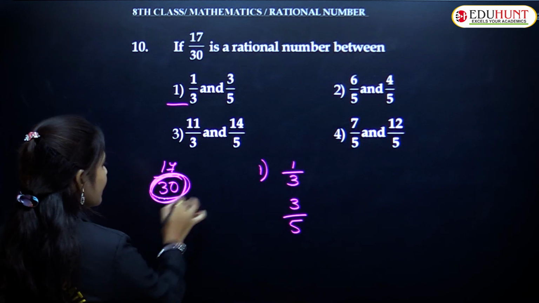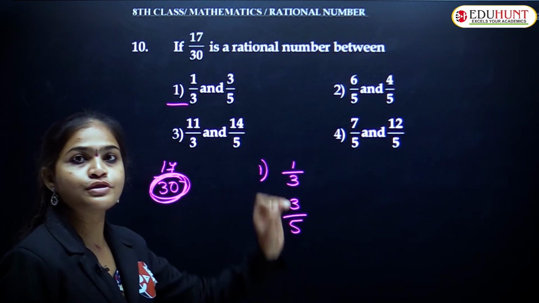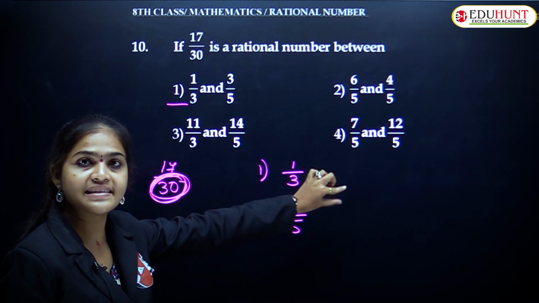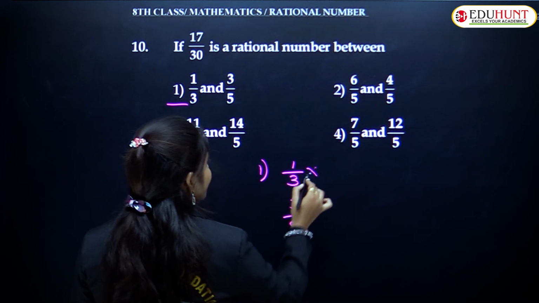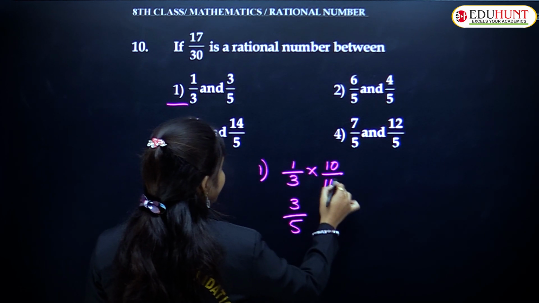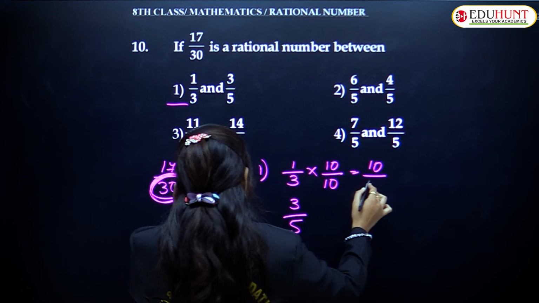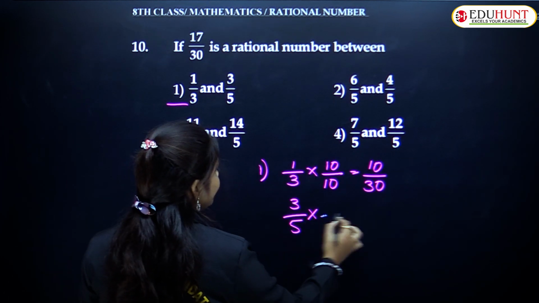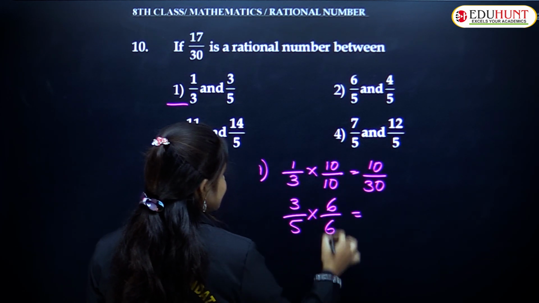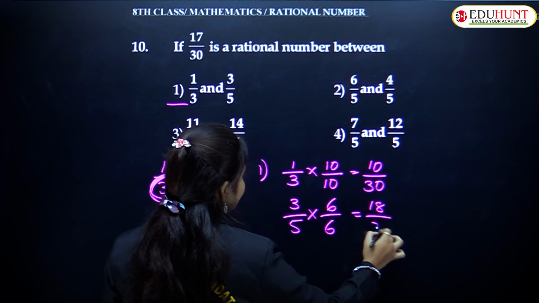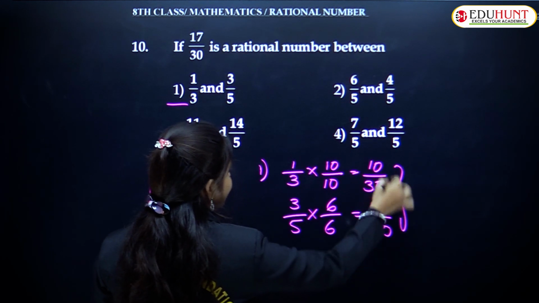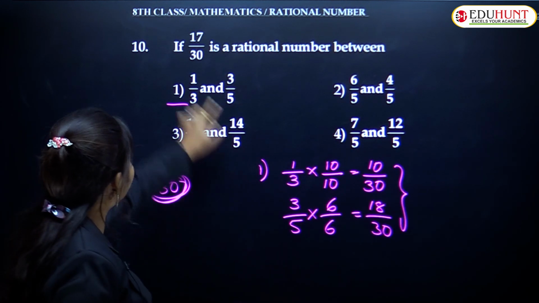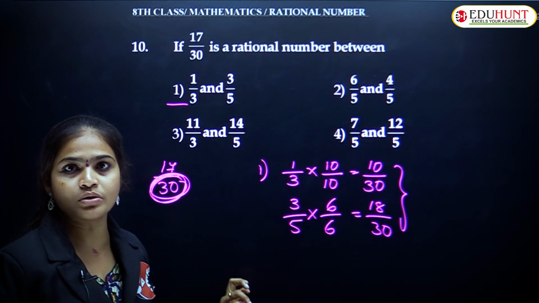What is the denominator here? The denominator is 30. So to make this denominator 30, here 3 into how much is equal to 30? 10. So 10 by 30. Clear? And here also, 5 into how much is equal to 30? 5 sixes are 30. So 18 by 30. So the numbers in between 10 and 18. In between 10 and 18, here is 17 there or not?